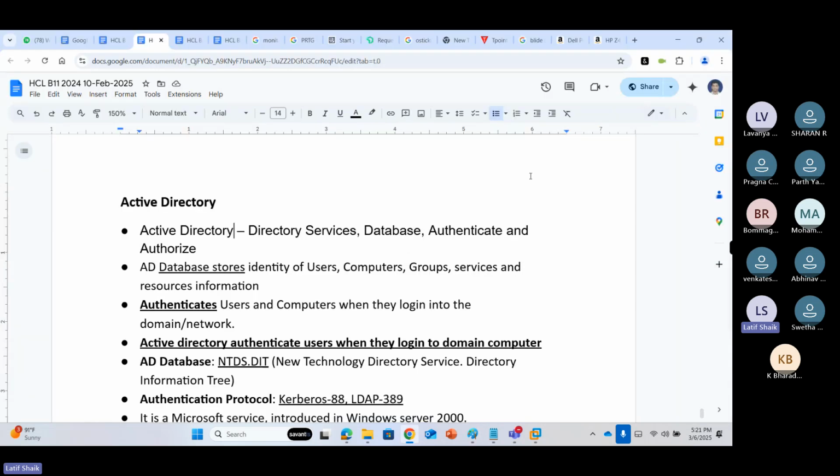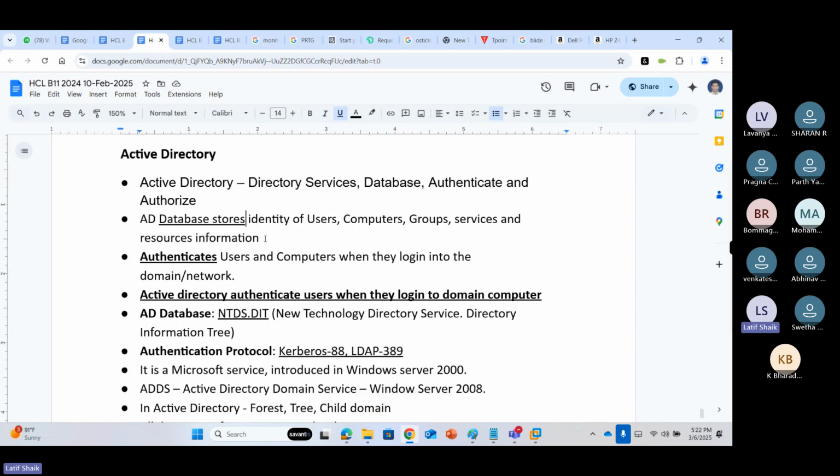How is it provided? Because of Active Directory's two directory services. One is the database service, the Active Directory database service. Another is the authentication and authorization service. A directory is like a telephone directory, which contains information. Just like that, the Active Directory database contains information.